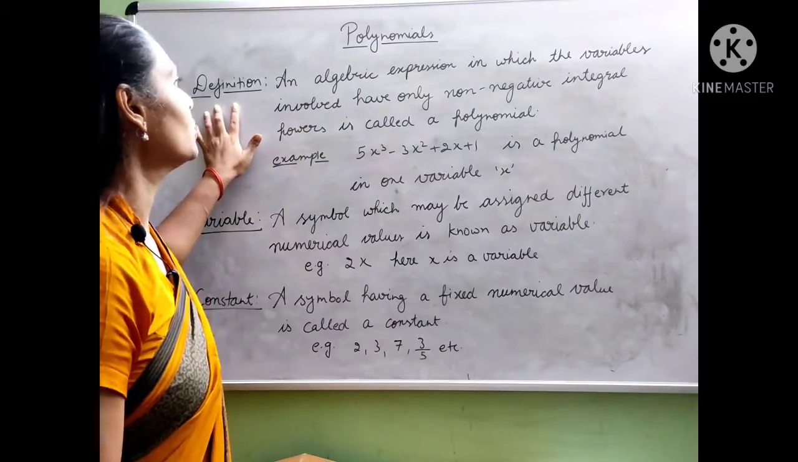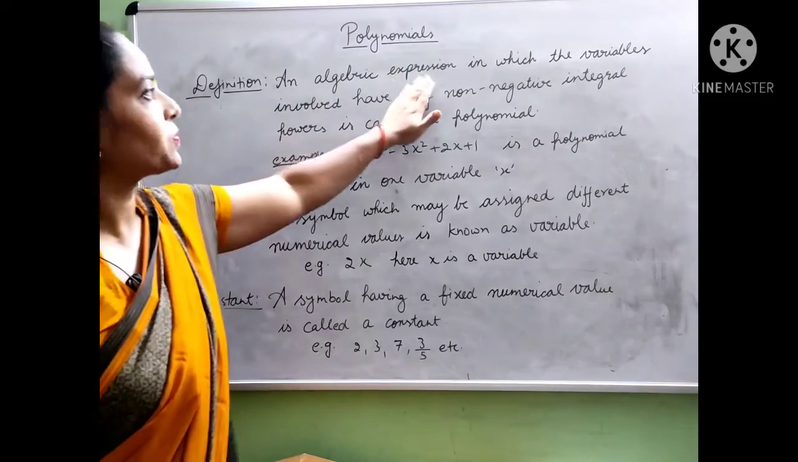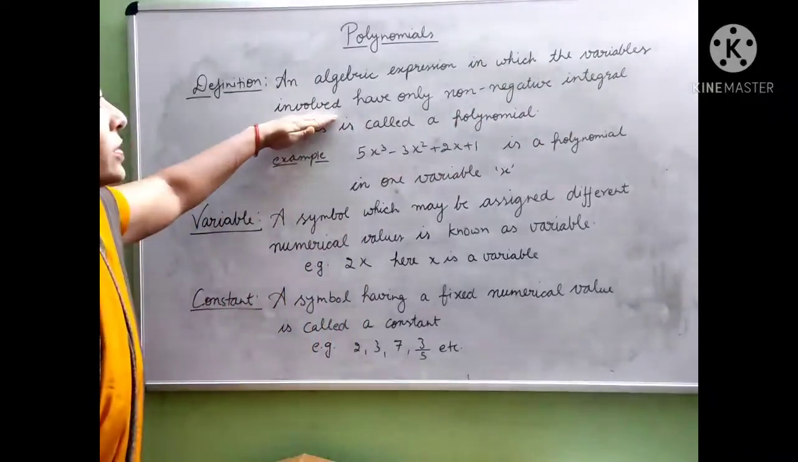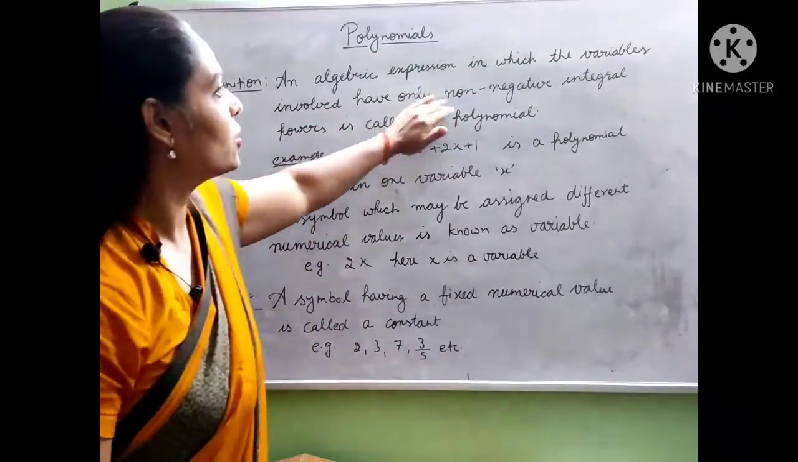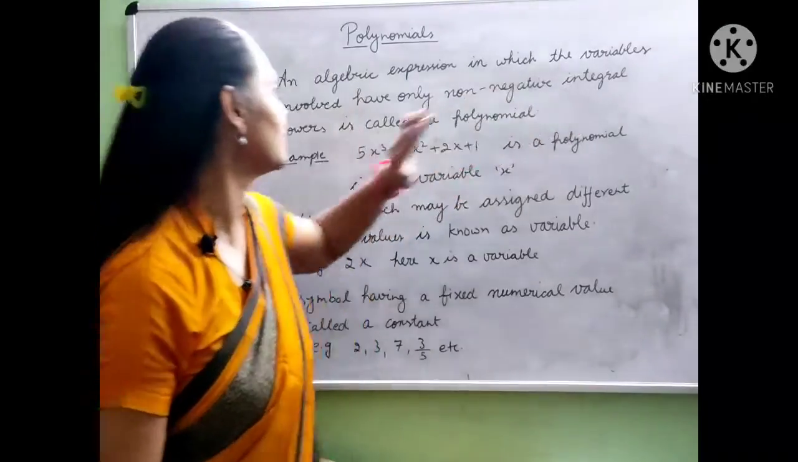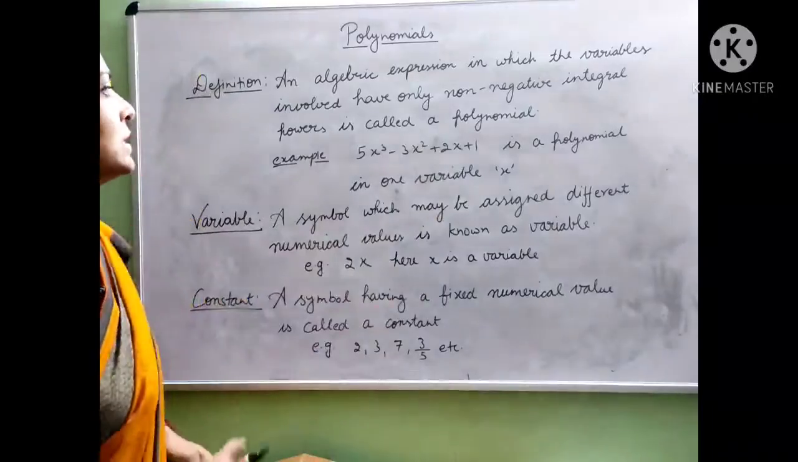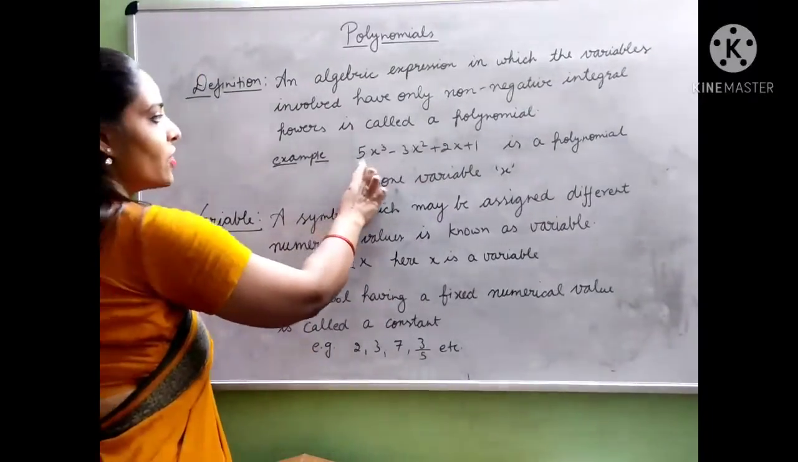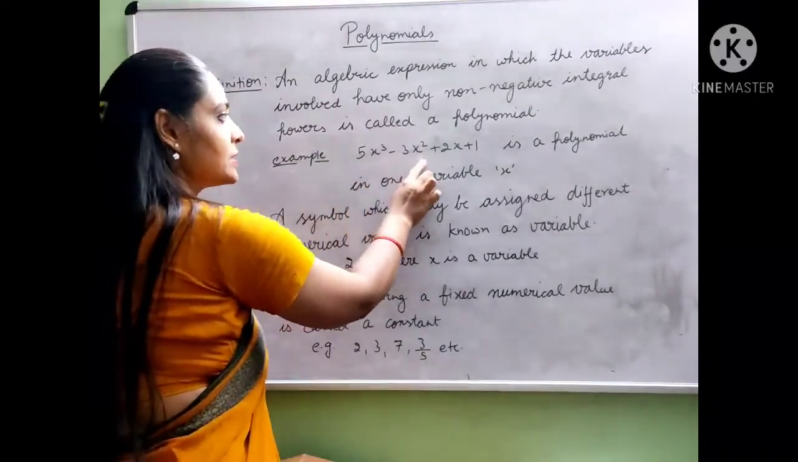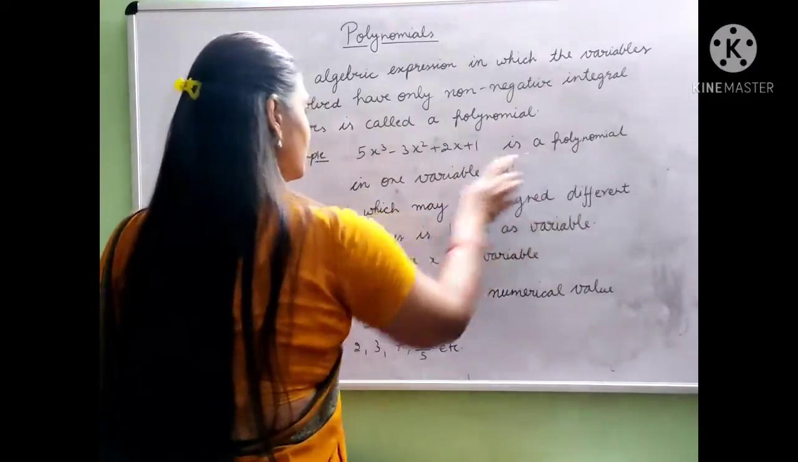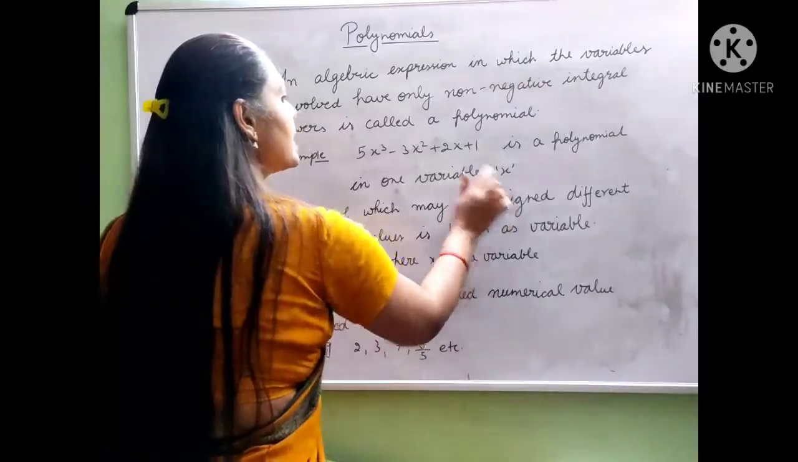So what is a polynomial? An algebraic expression in which the variables involved have only non-negative integer powers is called a polynomial. Let's take an example. 5x cube minus 3x square plus 2x plus 1 is a polynomial in one variable x.